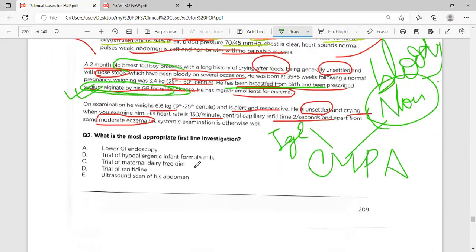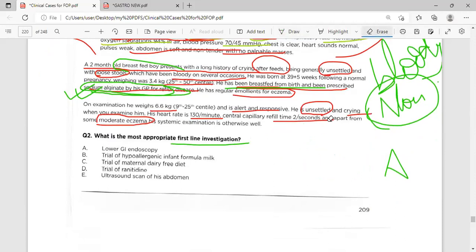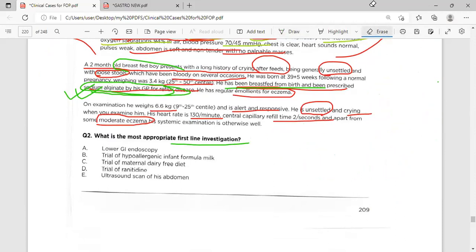Now, what is the most appropriate first line step? What do we do if it is a case of cow's milk protein allergy? A trial of maternal dairy-free diet. We can give two treatments. One is that, since he's being breastfed, we can ask the mother to stop all dairy products, or cow's milk, for about 2 to 6 weeks. And then we are going to see if he is responding.